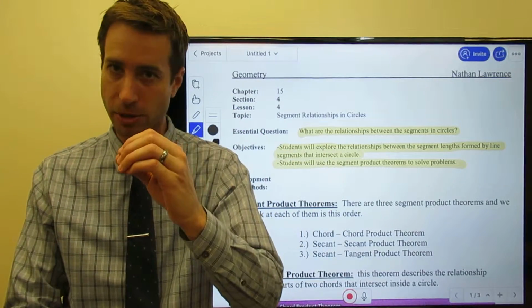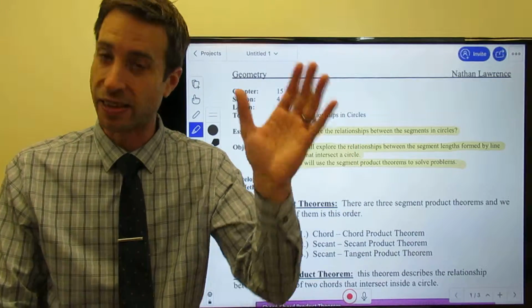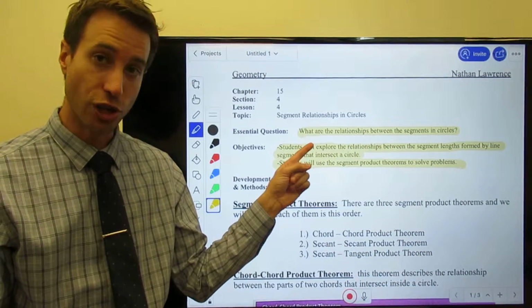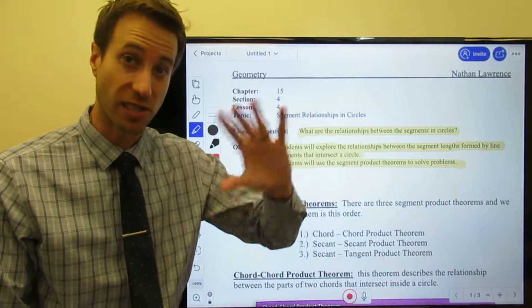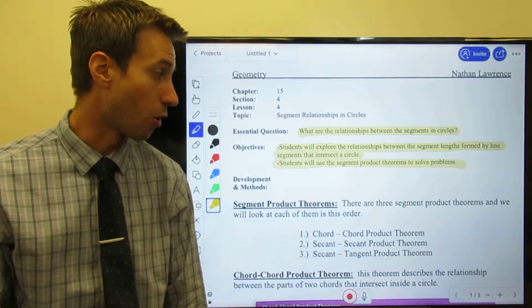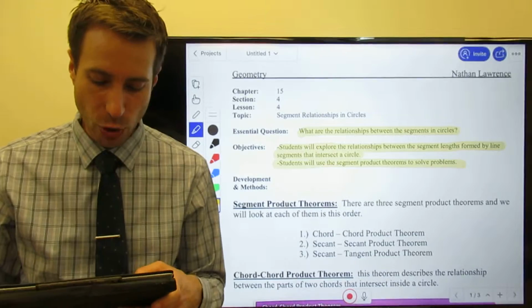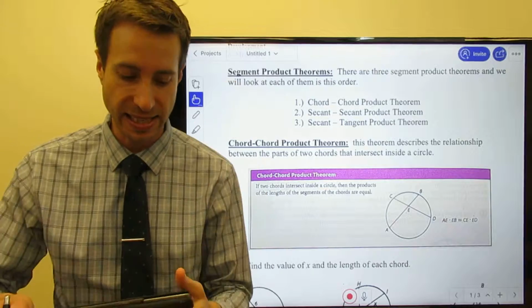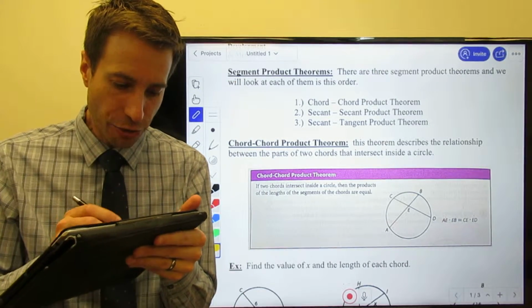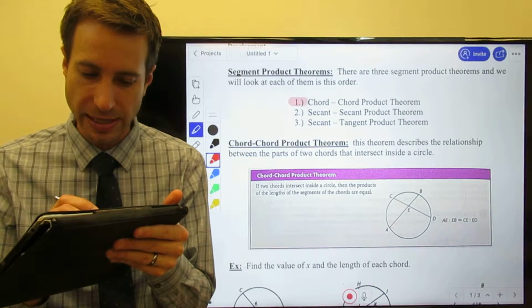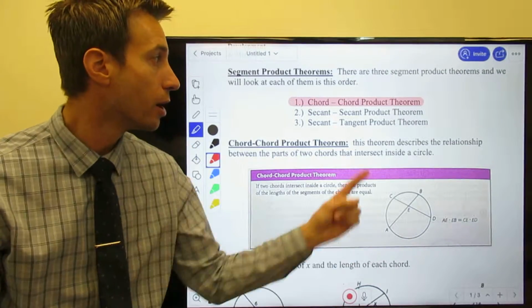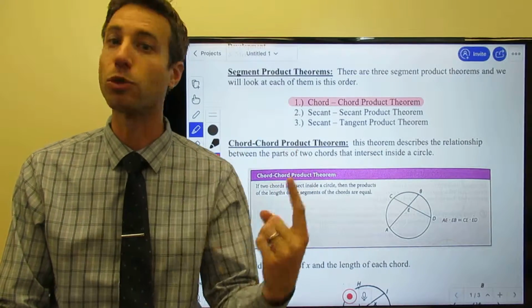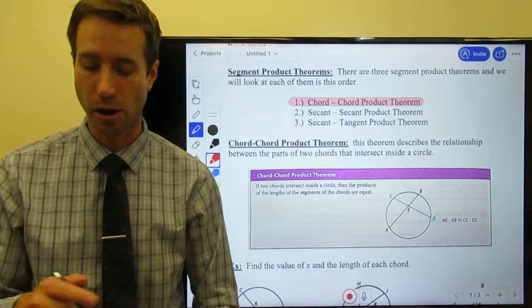We learned something about geometry to help us set up a problem, and then to solve the problem, it requires algebra. This is no different. Use geometry, segment relationships, to set up a problem. Algebra will solve the problem. So here we go. Like I said, we're going to look at three different kinds of segments: chords, secants, and tangents. And so we're going to look at three different theorems. First, the chord product theorem. We've already talked about chords. We know what they are. I'll reintroduce them to you. We'll talk about the theorem. We'll solve some problems. All right, so the chord product theorem.